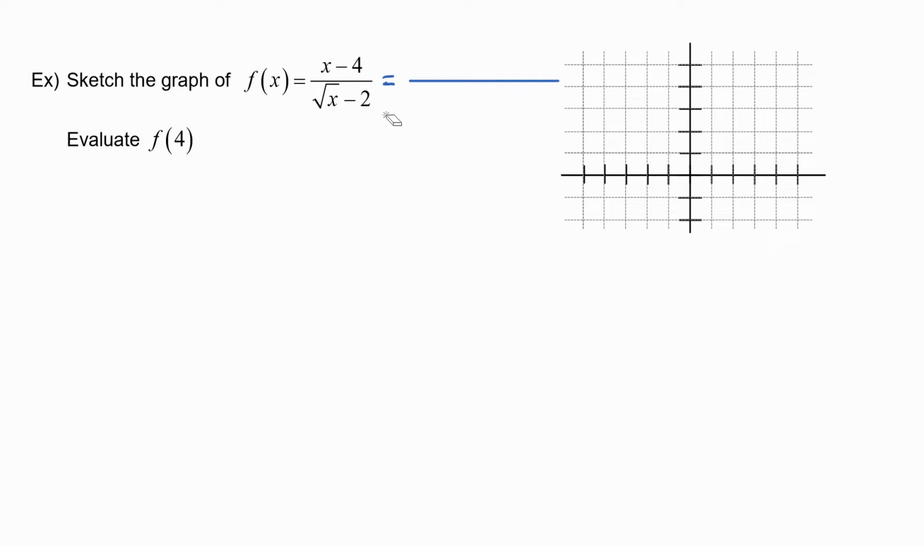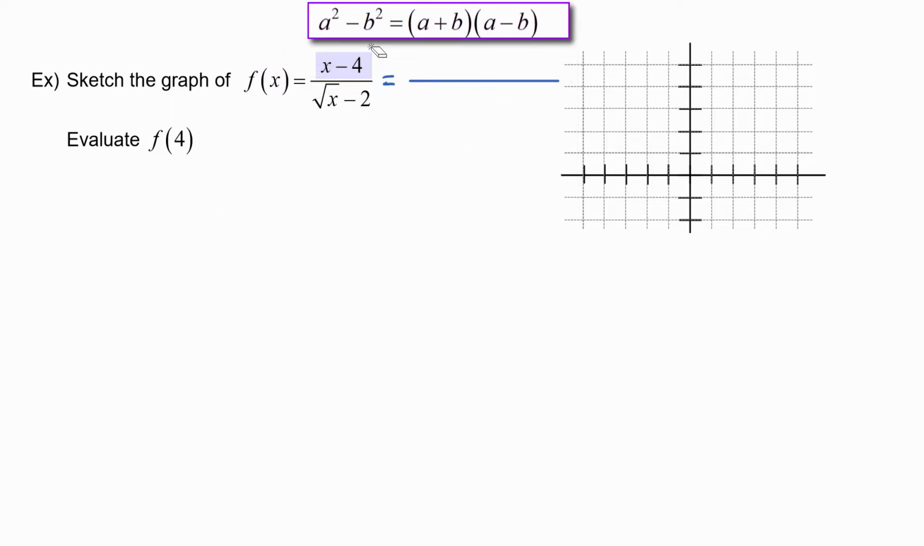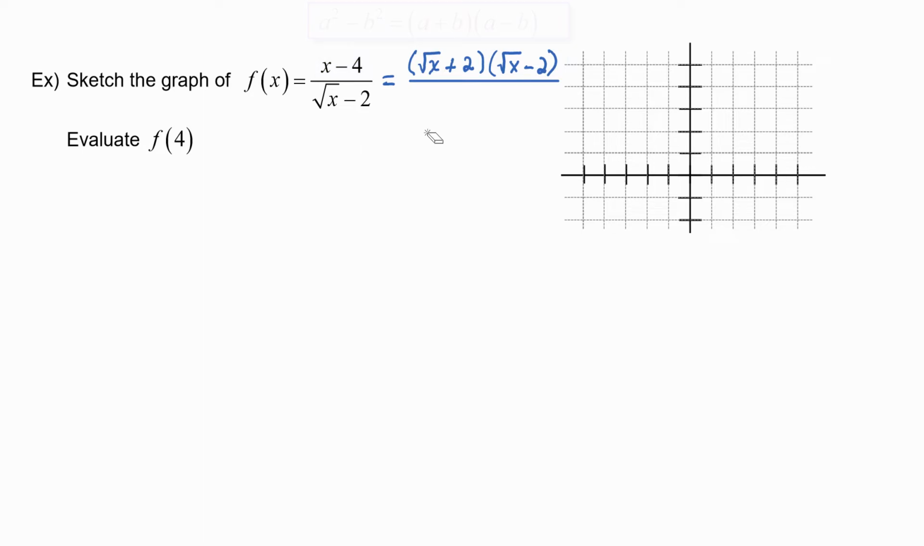Because I have radical x minus 2 in the denominator, that leads me to take this numerator and factor it using the difference of squares. We know that a squared minus b squared can factor into a plus b times a minus b. So we would get radical x plus 2 times radical x minus 2. Then we bring over this denominator, radical x minus 2.